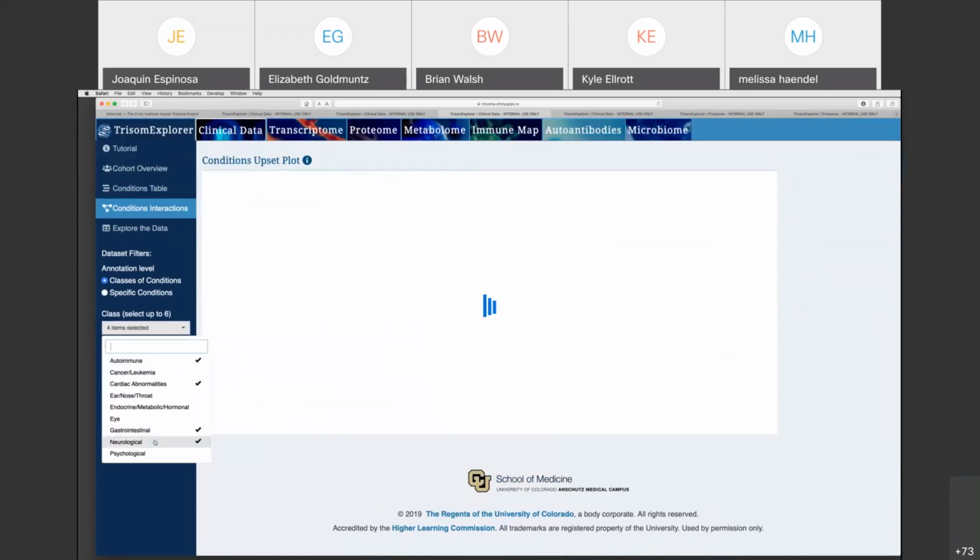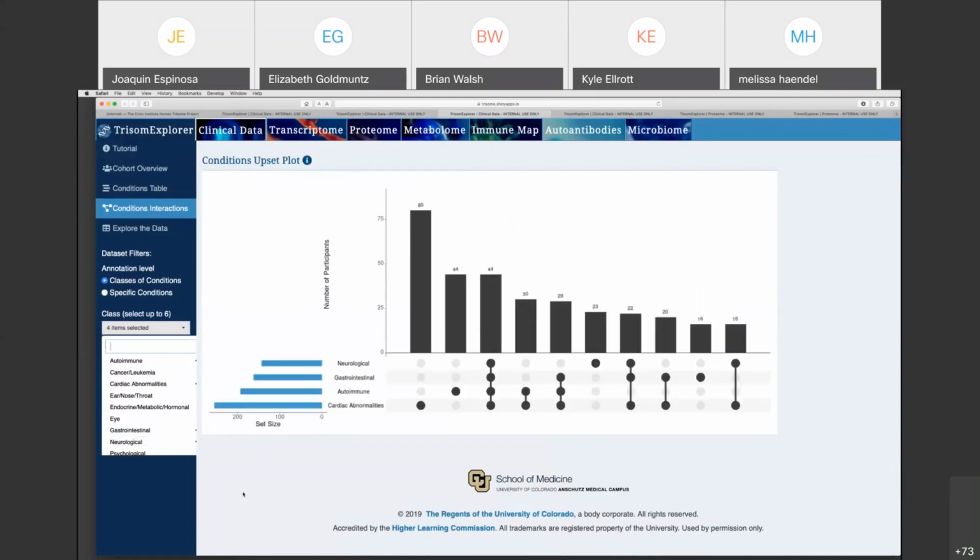And in real time, I get a picture of what the cohort is looking like in terms of the various comorbidities. So yes, cardiac abnormalities are a lot more common in Down syndrome, actually the most common of the 4 conditions that I selected. And very frequently they occur alone. But as you can see, there's all kinds of possible combinations.